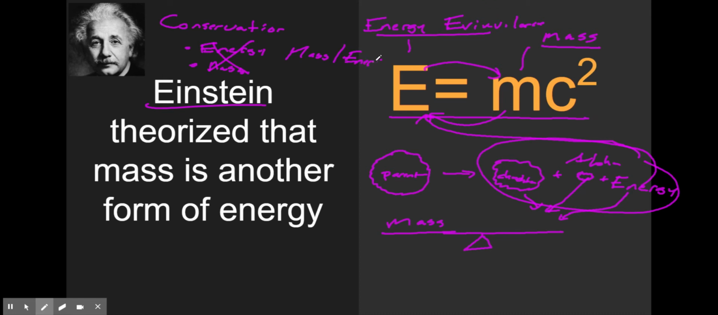So again, probably the best way to think about it is the way Einstein would have said it. He says that energy and mass are not necessarily two separate things. They are different forms of the same thing. So mass is a form of energy. Energy is a form of mass. Deal with it.